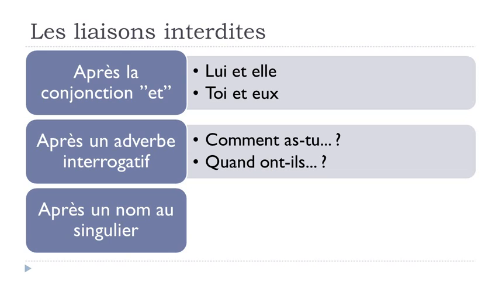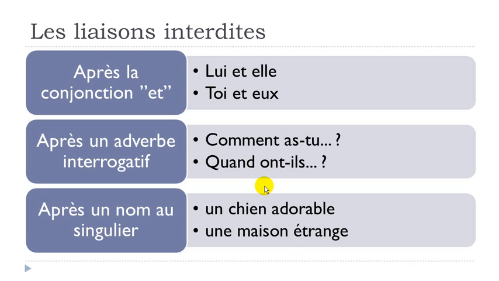And then remember that if you've got a noun, and if this noun is in the singular form, then you shouldn't make the liaison. Like here, for instance, un chien, a dog, adorable. Here it would be tempting to do it, but no liaison. So un chien adorable. Same thing here. Une maison étrange. House, and then étrange, strange. Une maison étrange, un chien adorable. Remember, you shouldn't make any liaison here after this word and after this word.